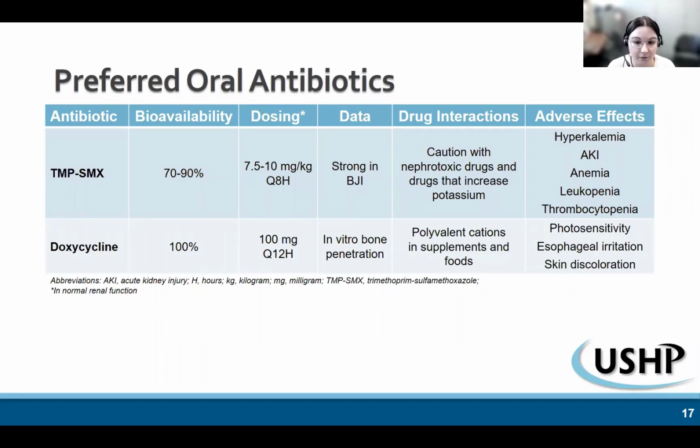So kind of going with that, adverse effects include elevated potassium levels, acute kidney injury, anemia, leukopenia, or low white blood cell count, and also low platelets.